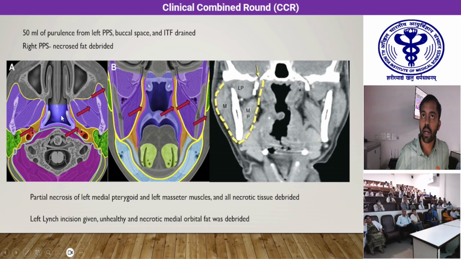So the overall debridement contained the right parapharyngeal space debridement along with the left parapharyngeal space, left masticator space, as well as the infratemporal fossa debridement on the first surgery.